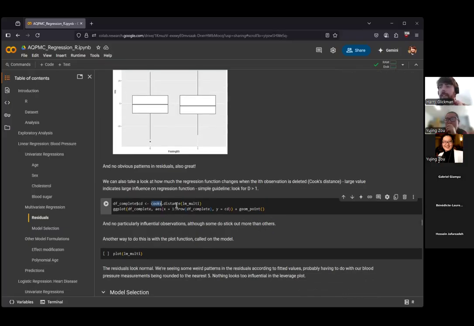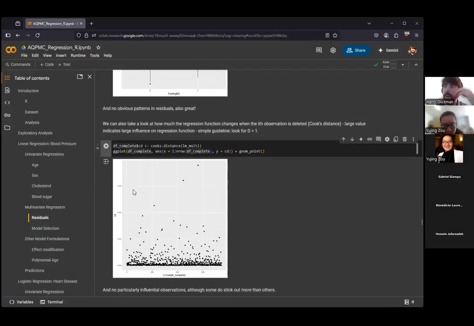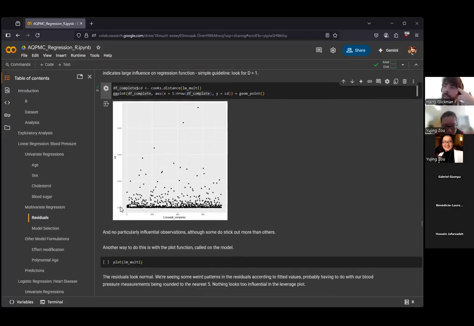There's something called Cook's distance, which I won't get into what it actually is, but it's essentially an estimate of how much your effect estimates would change if you deleted observations. A large value indicates a large influence on the regression function, which you don't want to see. As a simple rule of thumb, you don't want this value to be more than 1. So we can plot this, and our values are very small, nowhere near 1. There are some observations that had much bigger effects than a lot of others on our regression function, but overall, the absolute values are pretty small, and we're happy to see this.